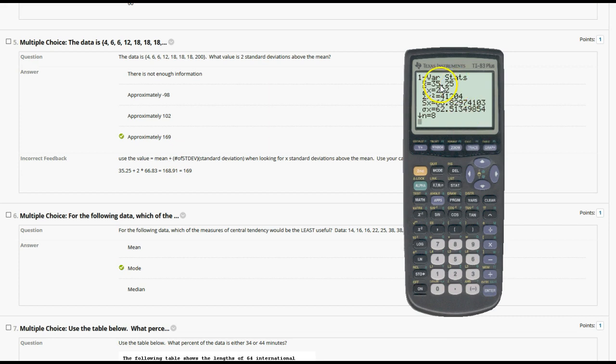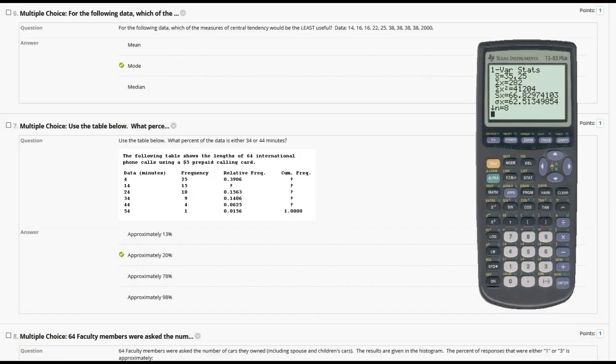So we can see here that the mean is 35.25. The sample standard deviation is 66.83. So I plugged it in over here. The mean plus 2 times 66.83 gives us approximately 169. So that's our answer.